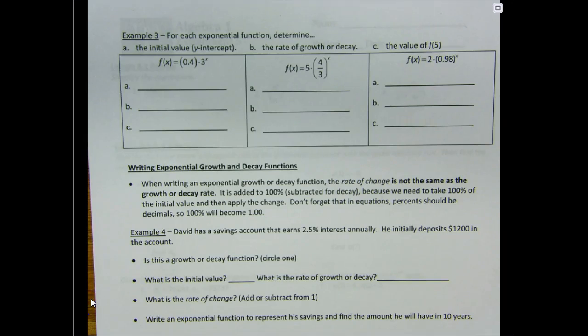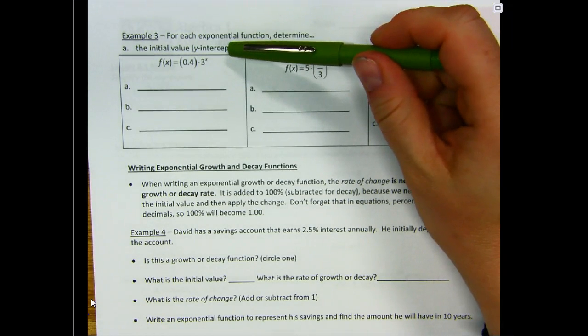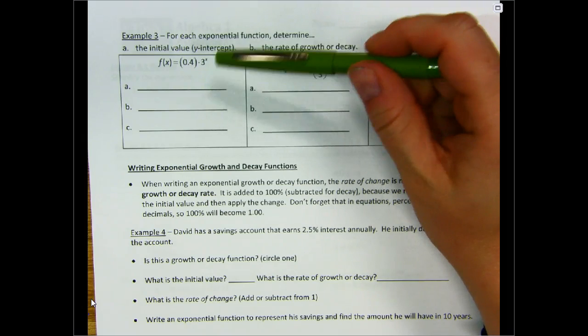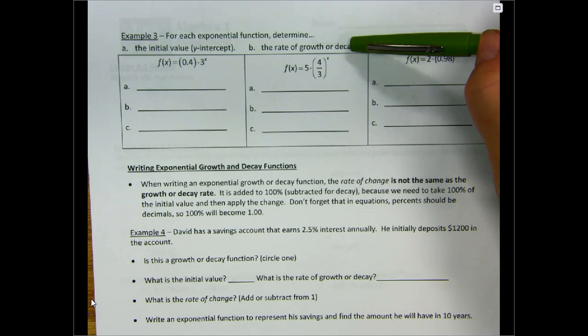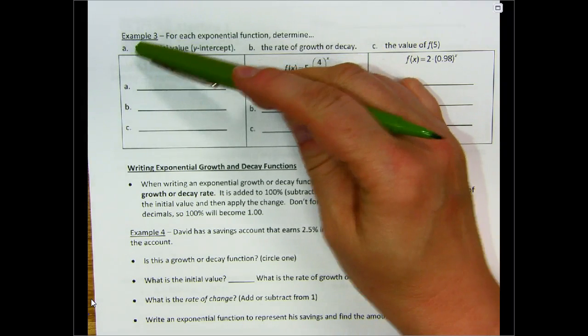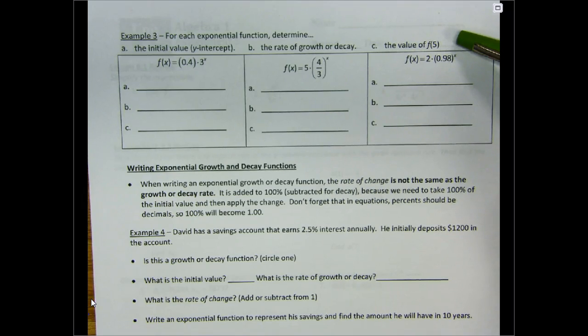All right, let's look at a couple more examples just so you can piece apart a function. For each exponential function, determine the initial value, also known as the y-intercept, the rate of growth or decay, which is b, so it's actually going to find a, b, but then c, what would the value of f of 5 be? So you'll need a calculator. If you don't have a calculator close, go ahead and pause the video and go grab one.